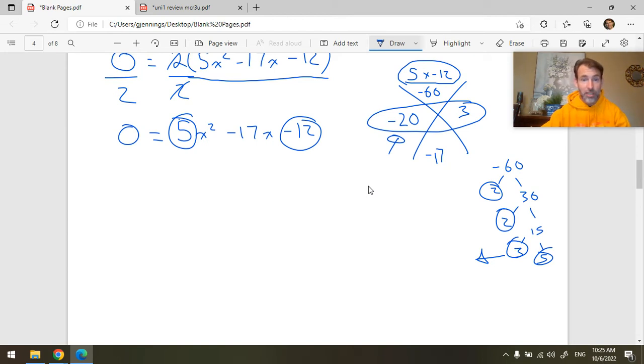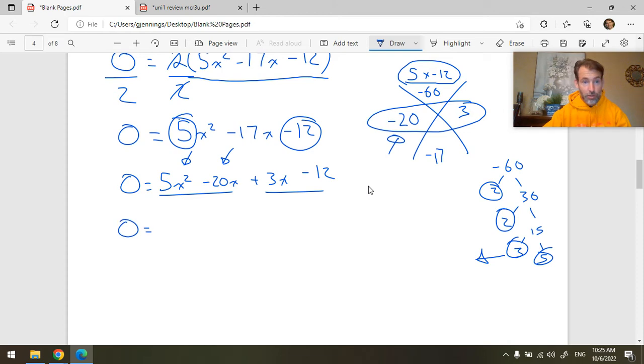Now we use this to decompose that middle term. 0 is equal to 5x squared, just copy down what you don't change, minus 20x plus 3x. Notice that's negative 17x written a new way. Minus 12. This has common factors and that has common factors.